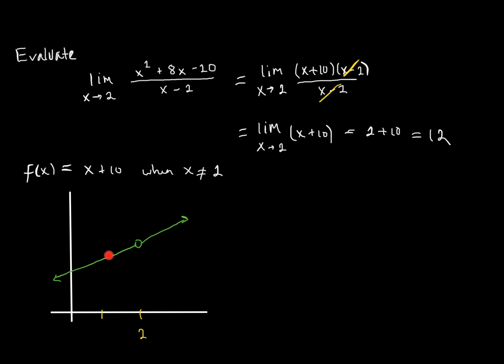And so you can clearly see that as we get closer and closer to 2 from the left and from the right, we're approaching the same value, which is 12. Okay? So when we can't use continuity, we should always look to simplify our function by factoring and canceling.